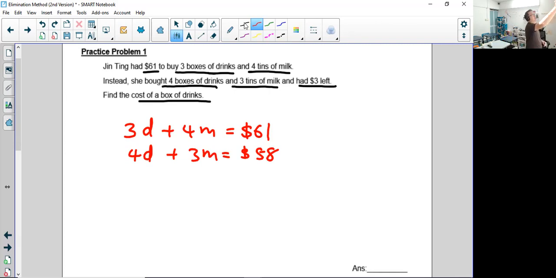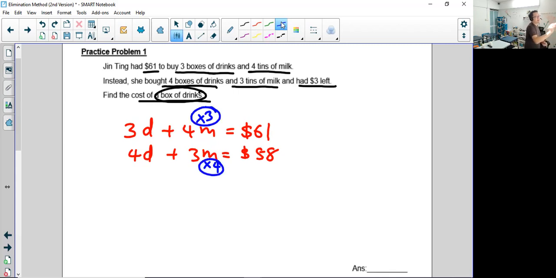So what is the elimination method? Now you want to find 1 box of drinks, which means that you don't need to know about the tin of milk. So I can get rid of the tin of milk. I can eliminate it. And how to get rid of the tin of milk? You just have to make them equal. Make the number of tins equal. So you times 3, and then here you times 4.